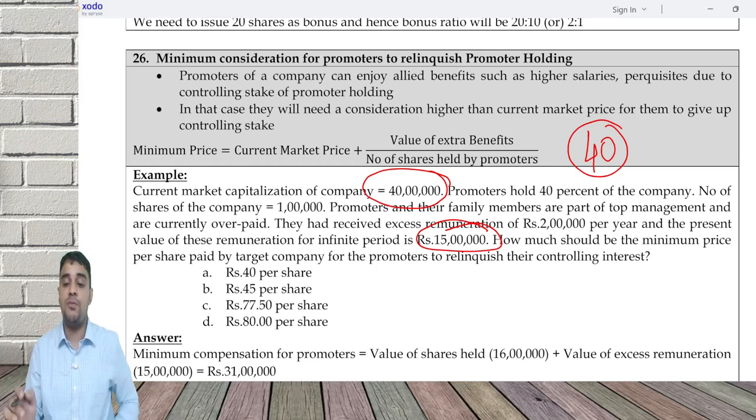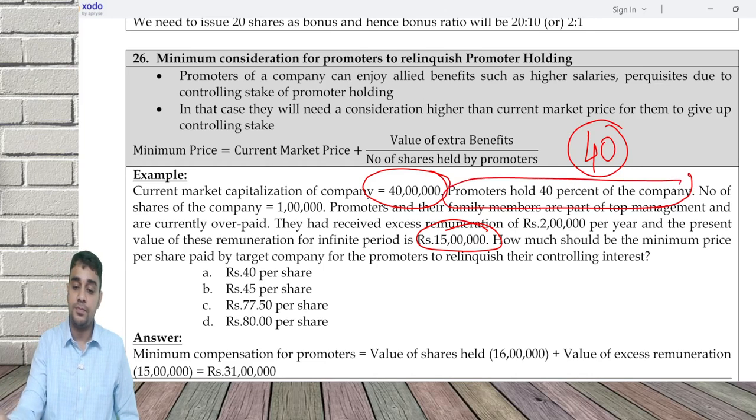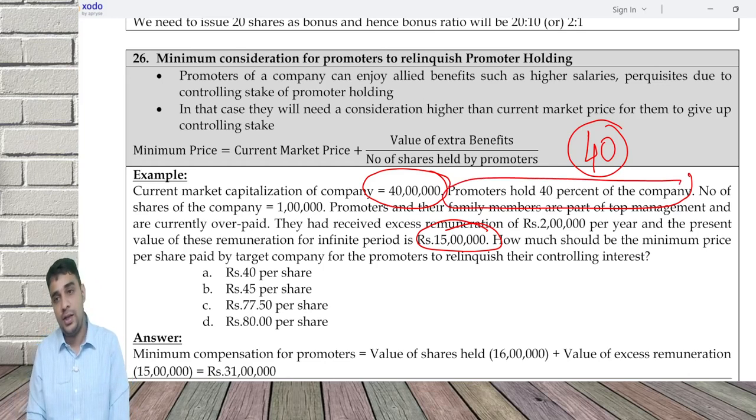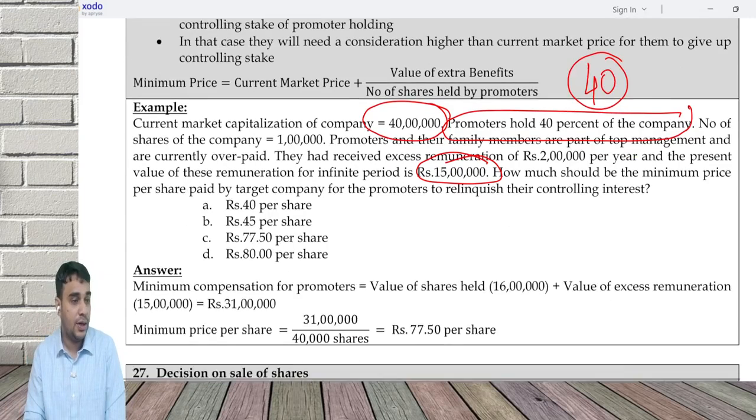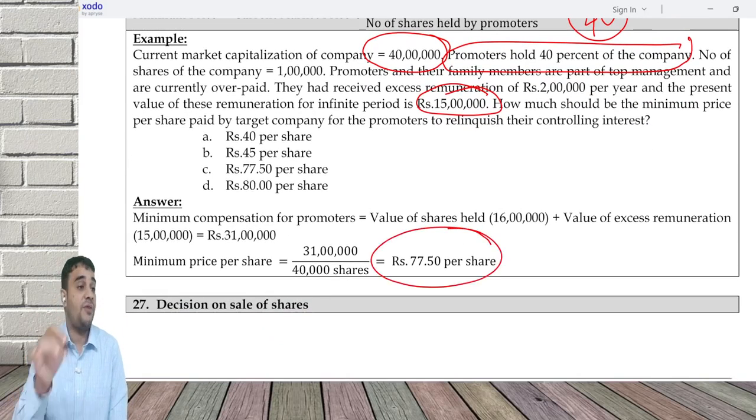How many shares is the promoter holding today? Number of shares: 40,000. So 15 lakh divided by 40,000 is the extra you have to give me. So my minimum is 77.5.